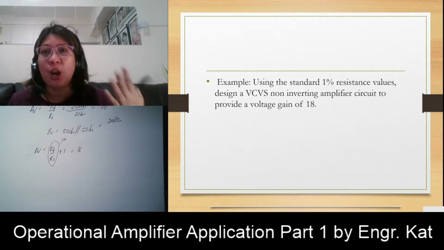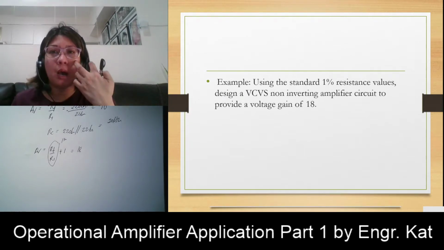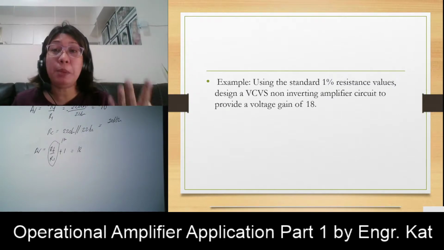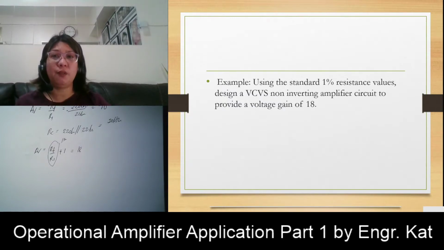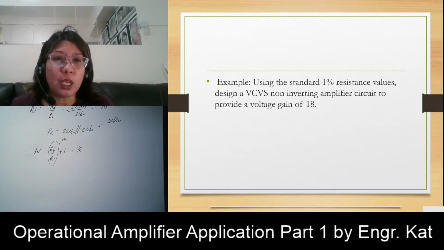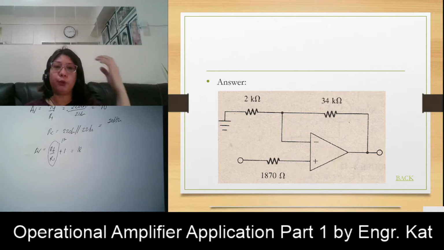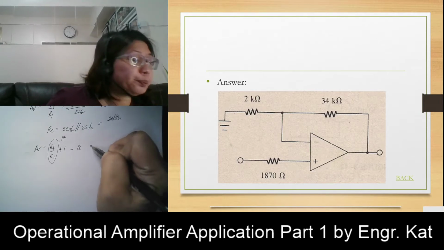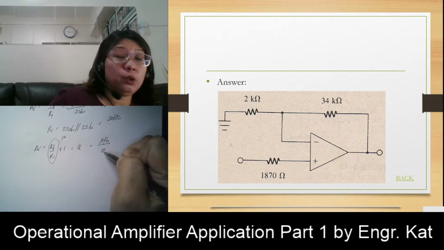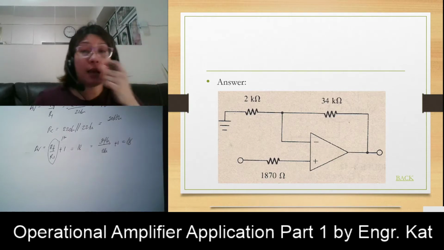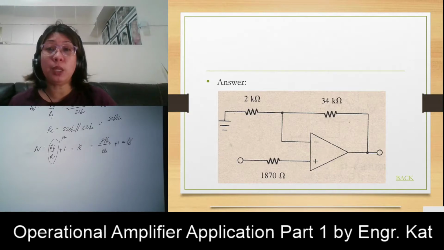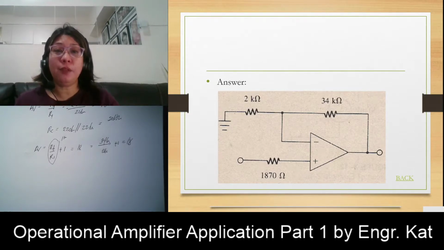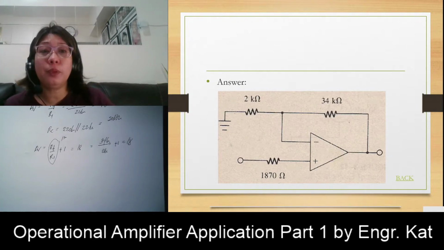And the positive gain there will be possible if we make use of a non-inverting amplifier, because the gain for a non-inverting amplifier is positive. In this case we have an example: 2 kilo ohms, 34 kilo ohms, and 1870 ohms. If we divide 34 kilo ohms by 2 kilo ohms, we will have 17, plus 1, which is equivalent to 18. And then for the compensating resistance, all we have to do is get the parallel combination of 2 and 34 kilo ohms, which is 1870 ohms.